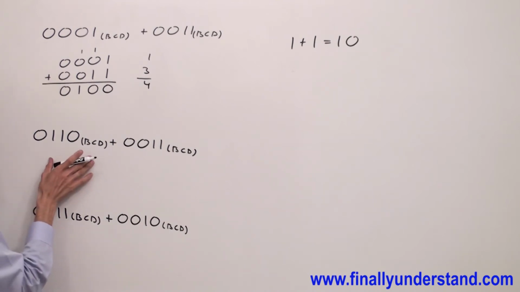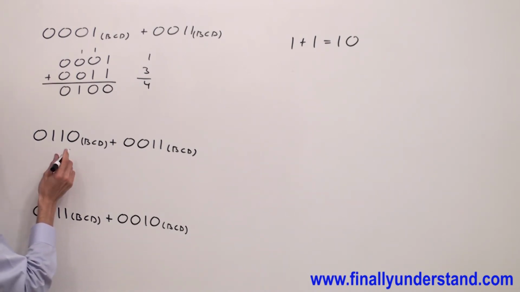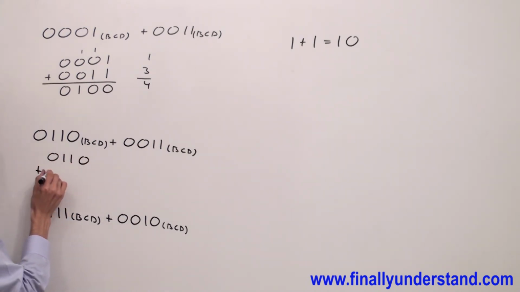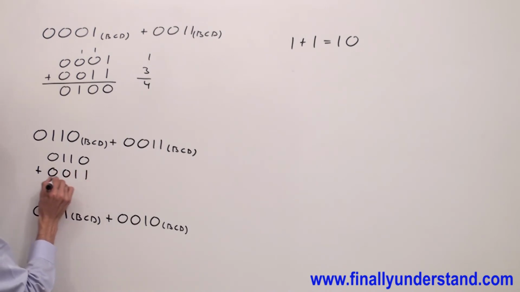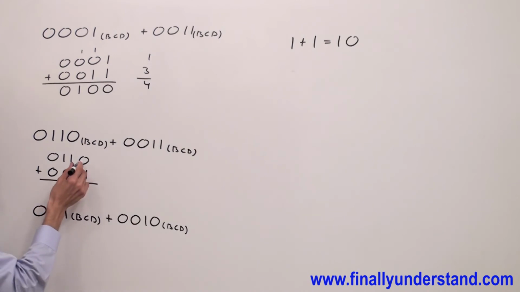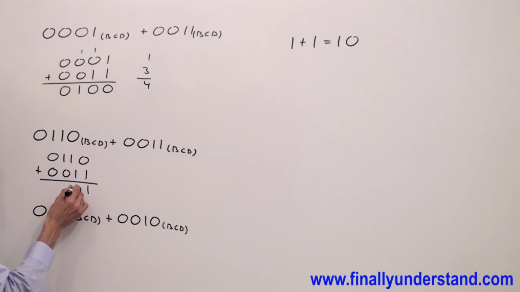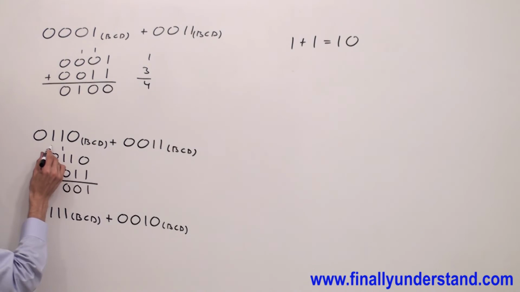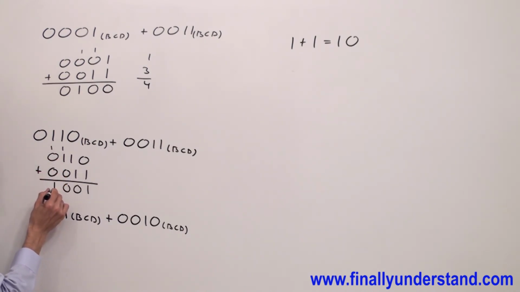Let's take a look at this example. I have 0, 1, 1, 0 plus 0, 0, 1, 1. Of course, this is BCD, but as we said, we're supposed to perform regular binary addition. 0 plus 1 is 1. 1 plus 1 is 2, write 0 and carry of 1. 1 plus 1 is 0 and carry of 1. And 1 plus 0 is 1.